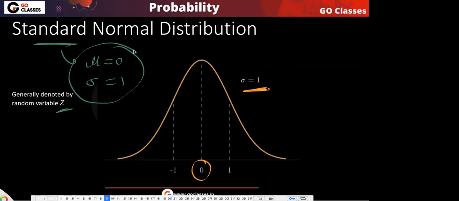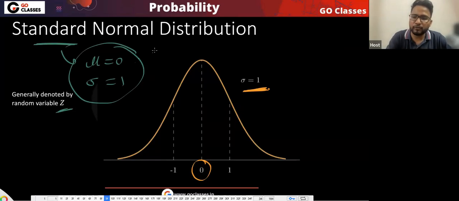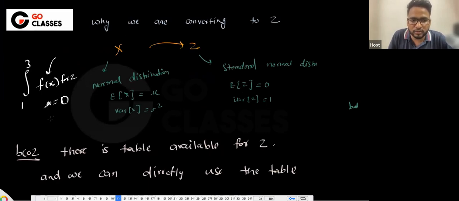Why is it good to work with the standard normal distribution? Why are we converting any random variable x to z? Because there is a table available for z. If you ask me what the integration from 1 to 3 is, this is basically f(z), where mu equals 0 and sigma equals 1.